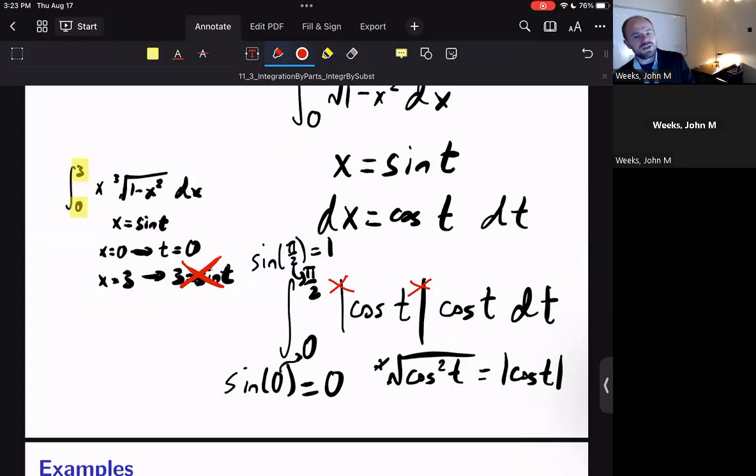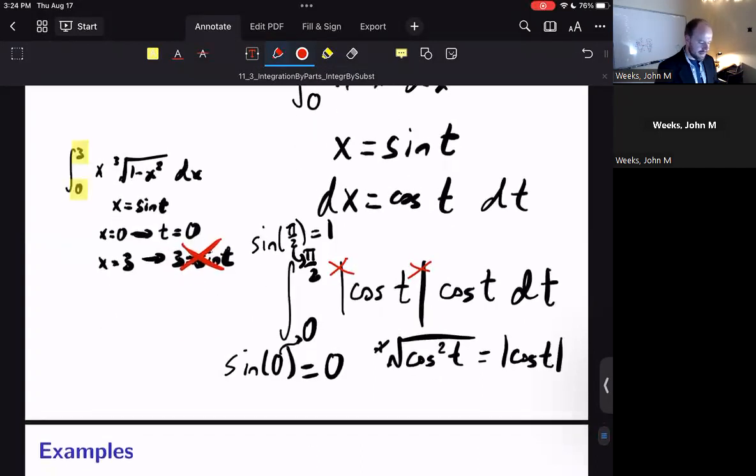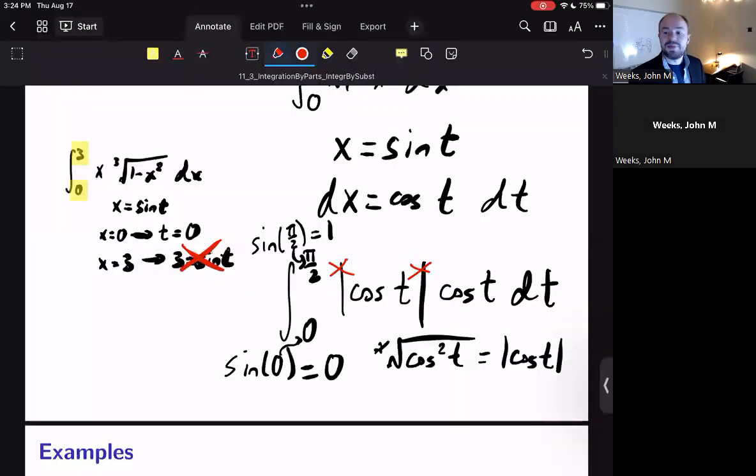Now, you might have said, John, there's more particular bounds that I could have chosen. Why didn't I choose 0 and 5 pi over 2, or 0 and negative 3 pi over 2? The idea is that we are traveling going from 0 to 1. Let me check something real quick. Thanks for letting me pause there. I was about to say something wrong.